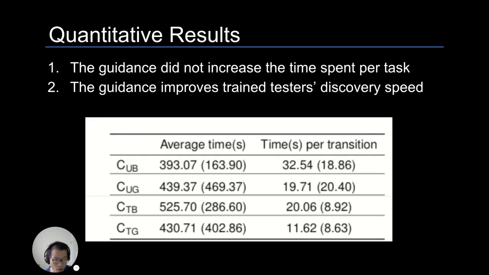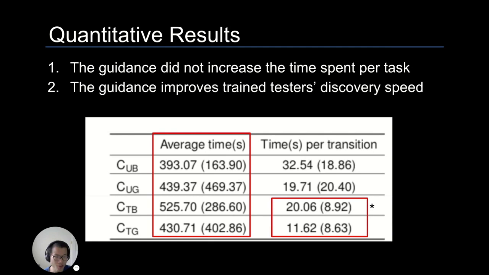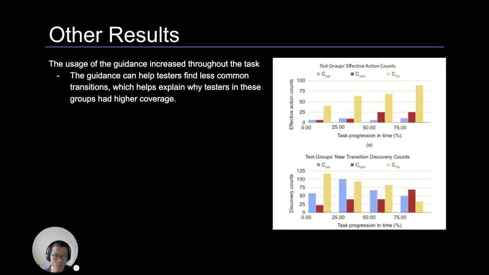We also compared the time span per condition and found no statistical difference within both the trained testers conditions and the untrained tester conditions. We also find that the trained testers can discover new transitions much faster when using the 2 guidance techniques. Both these quantitative results suggest that the guidance did improve the testers' performance on GUI testing.